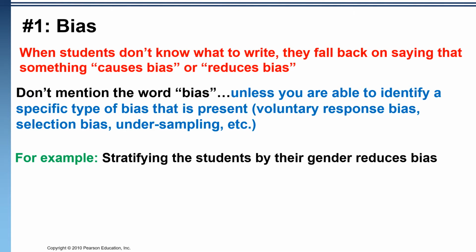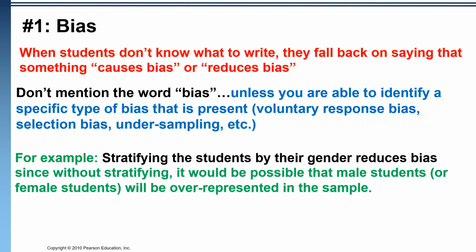For example, stratifying the students by their gender reduces bias. This is too general of an answer. It won't get you credit. You need to add on and go further by saying, since without stratifying, it would be possible that male students or female students will be overrepresented in the sample.